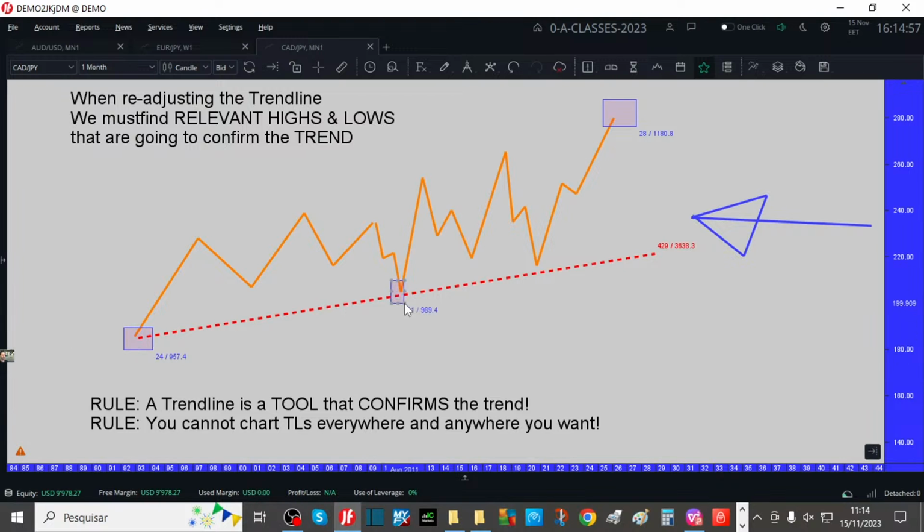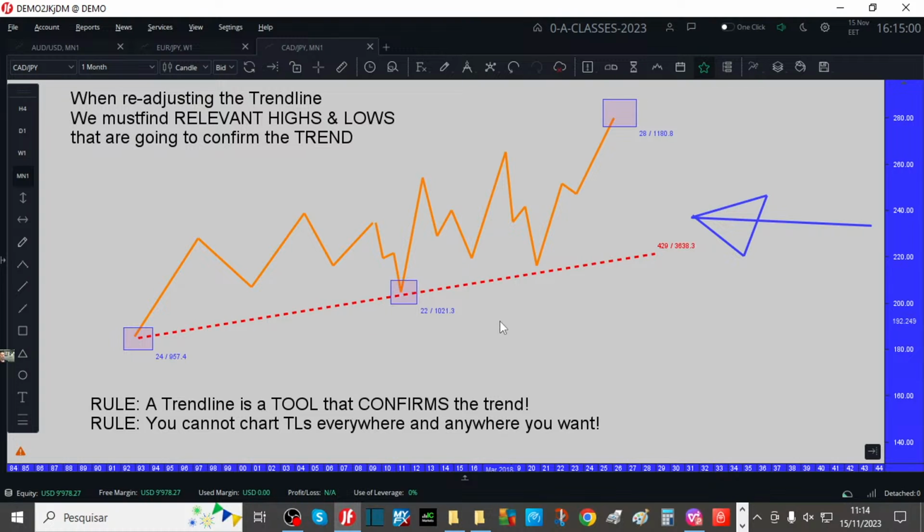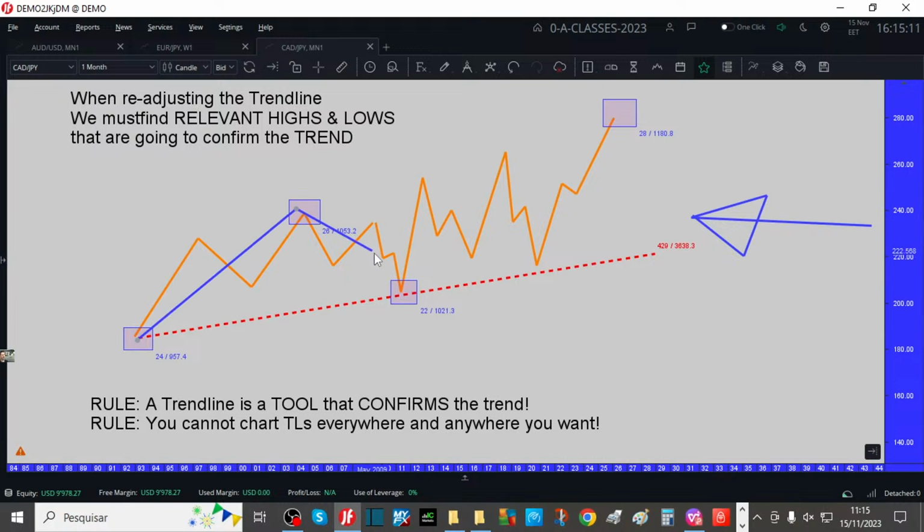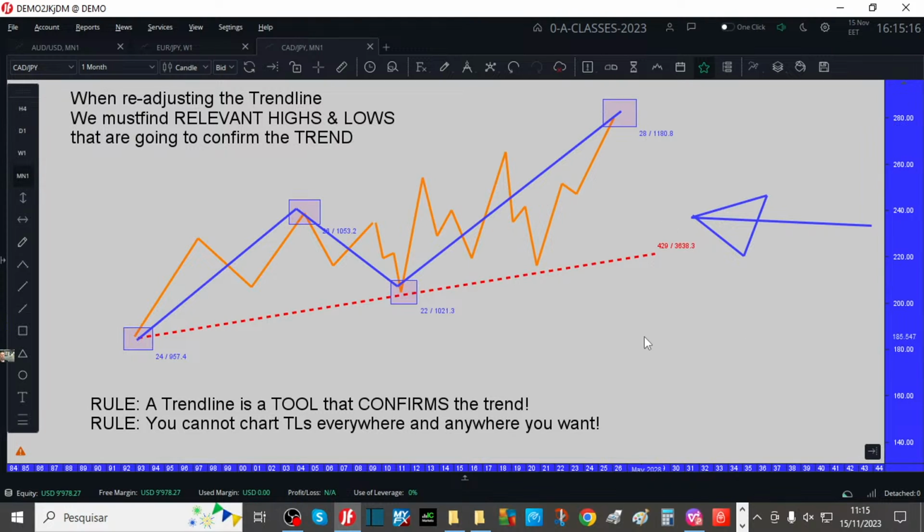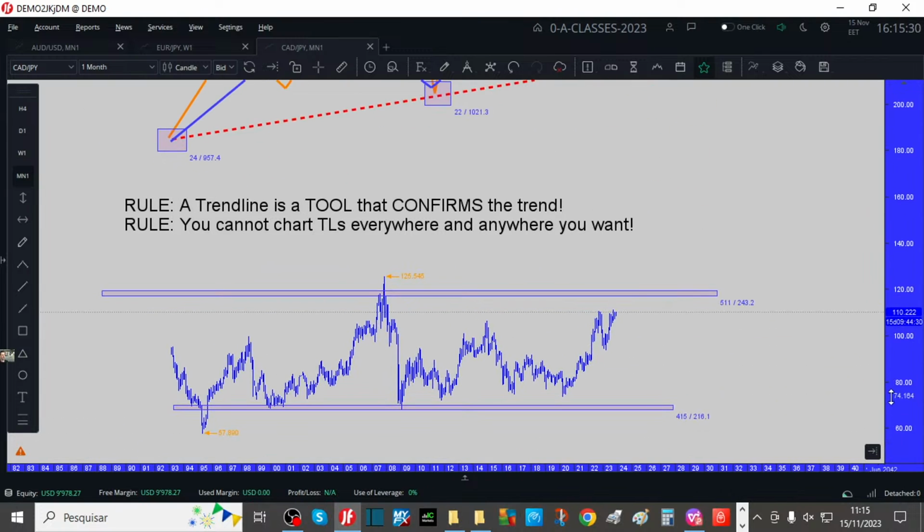Therefore, this is the relevant low on the trend line, and if this is the relevant low, because the trend is a sequence, then this is the relevant high. And then you can chart low to high, high to low, low to high, and the blue magically appears as your market wave. Exactly. Yes, yes, yes. All right. Now this is theory. Let's go to the chart.